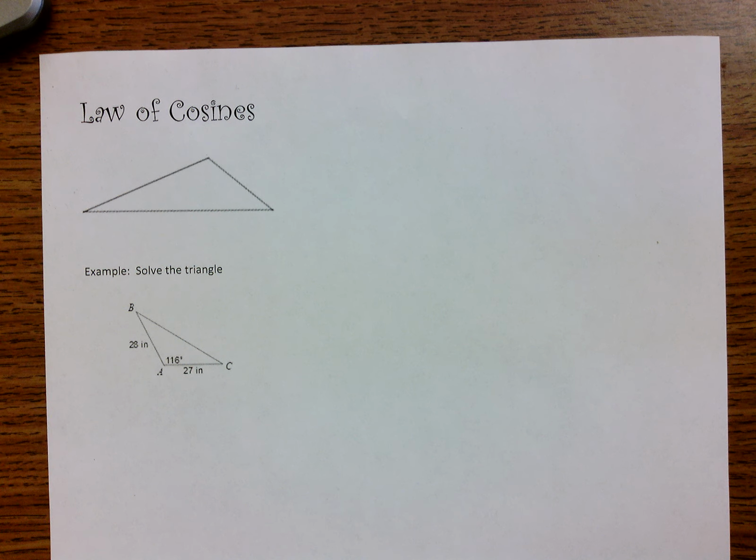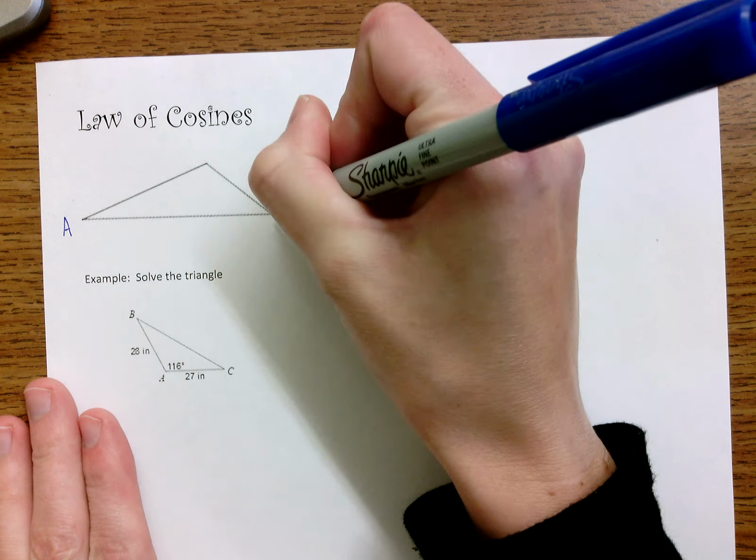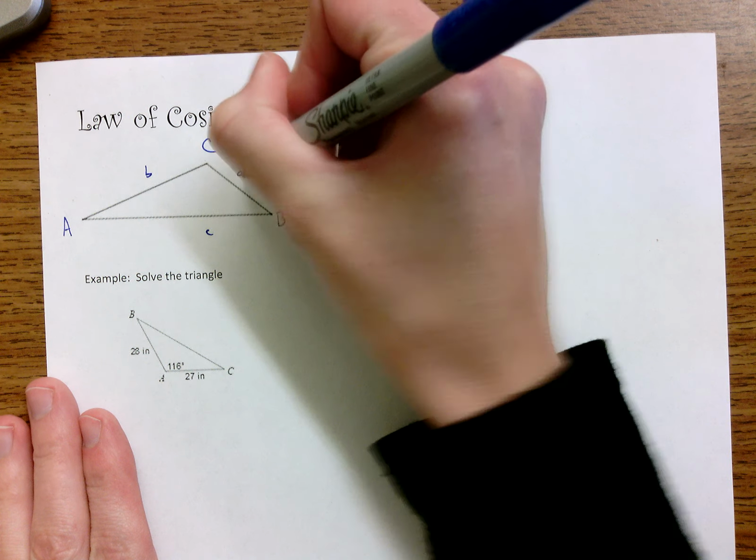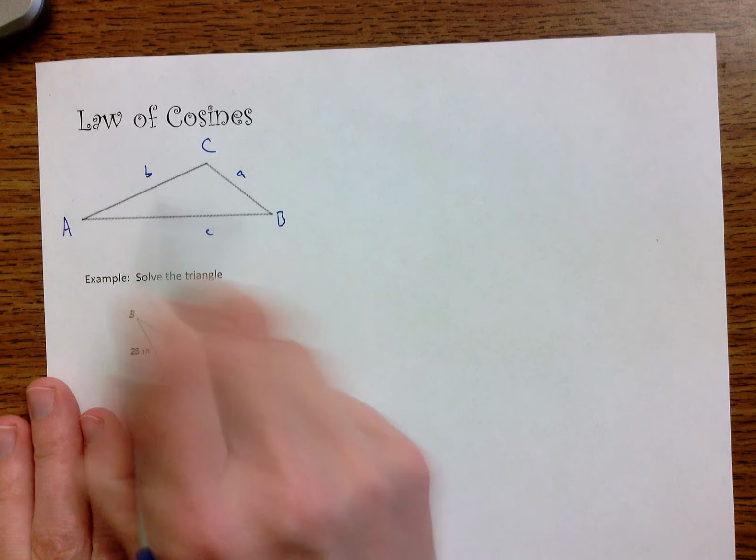Anytime you do have that opposite pair, definitely use law of sines. I think it's a lot easier for the most part. But if that's not the case, then you're going to have to use the law of cosines. Okay, so let's talk about what the law of cosines actually is. And I'm going to set up my triangle here, just kind of like how we have been doing. So opposite sides match letters.